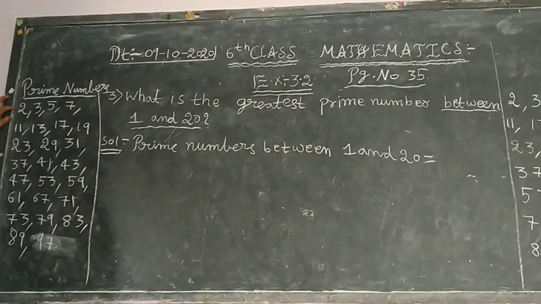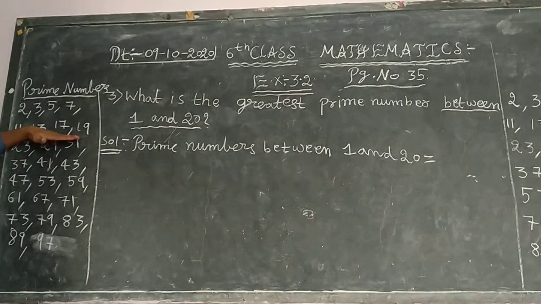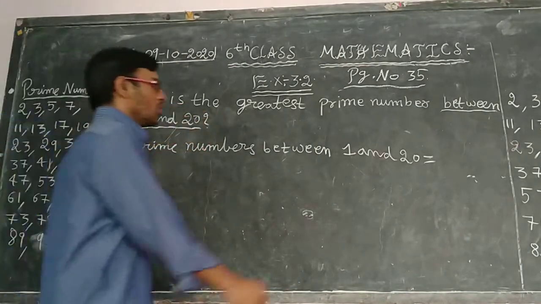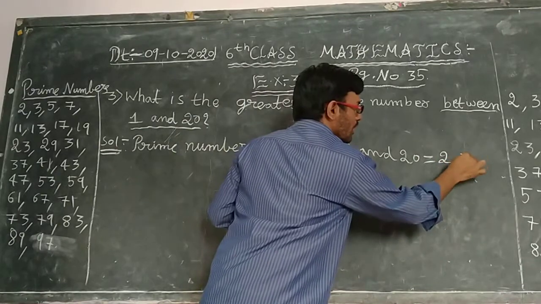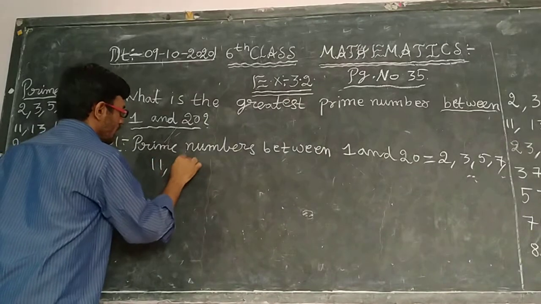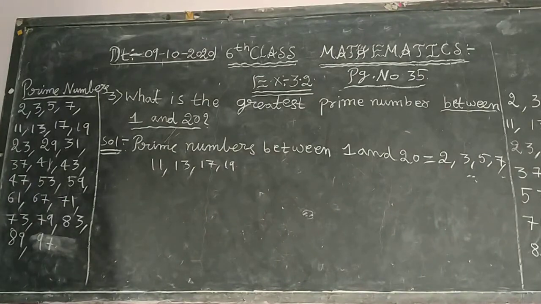What are the prime numbers between 1 and 20, that means below 20? See children: 2, 3, 5, 7, 11, 13, 17, 19. After 19 comes 23, is it? 23 is more than 20, so we are not supposed to take more than 20. So, up to 19. You are supposed to write 2, 3, 5, 7, 11, 13, 17, 19. These are the prime numbers between 1 and 20.